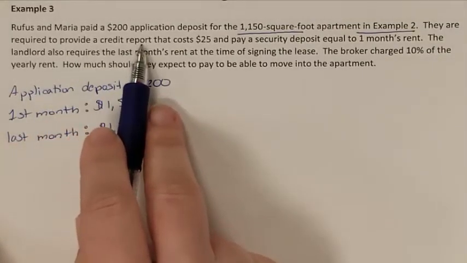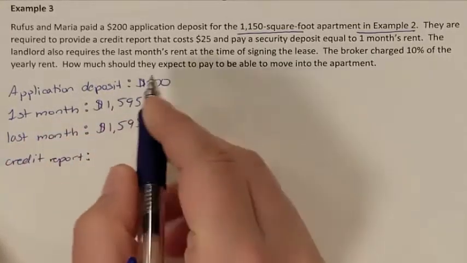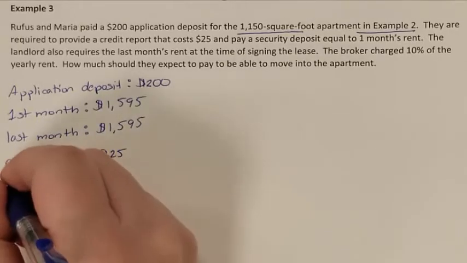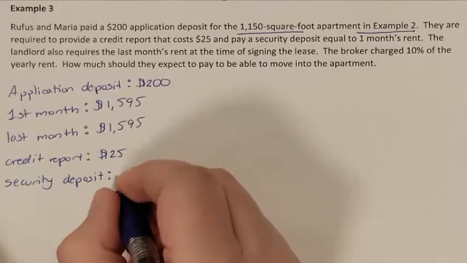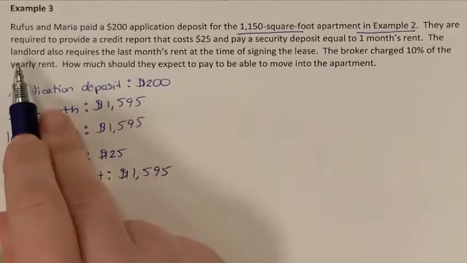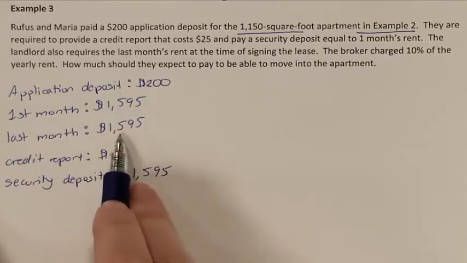They're required to pay a credit report. So here is my credit report. It says the credit report is $25. They need to pay a security deposit. And it says the security deposit is 1 month's rent. Well, that was the month's rent, so this is $1,595. The landlord requires last month's rent at the time of signing. We already put that in there.